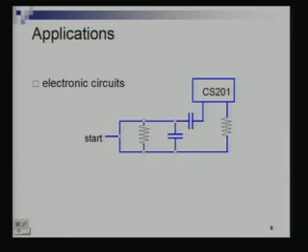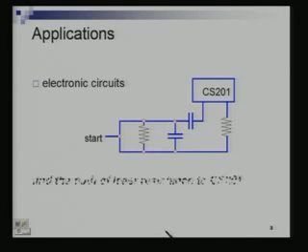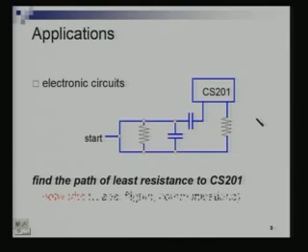So, what are they used for? Lots and lots of applications. You can model circuits as graphs. Each of the components of your circuit could be a vertex. So this could be a vertex, this could be a vertex, and this is a vertex, which is your CS201. You are trying to find the path of least resistance to get to CS201.